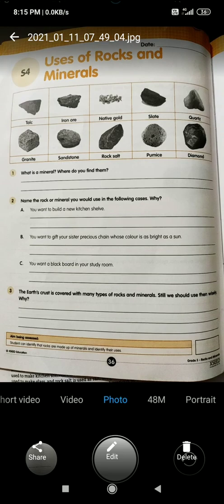The second question is, name the rock or mineral you would use in the following cases. You want to build a new kitchen shelf, so whether you will use a rock or mineral, that you have to write. The next one: you want to gift your sister a precious chain whose color is bright as the sun. Will you use a rock or mineral? You want a blackboard in your study room, so what will you use, rock or mineral? That you have to write.